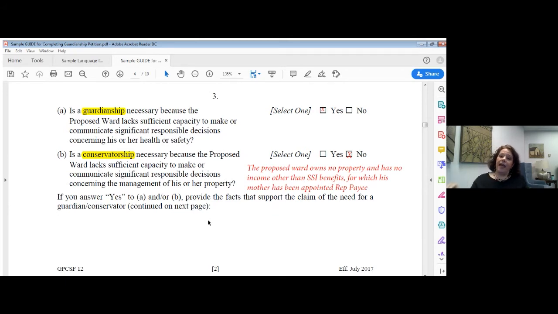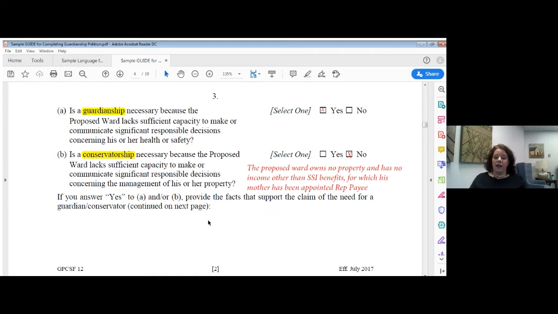That representative payee has an obligation to report to Social Security already regarding what's going on with that money. So we, the court, aren't going to make her report to us too. So in answering B, what I like to do in that circumstance is we say no, and then say the proposed ward owns no property and has no income other than SSI benefits for which his mother, father, brother, sister, whomever has been appointed as representative payee.